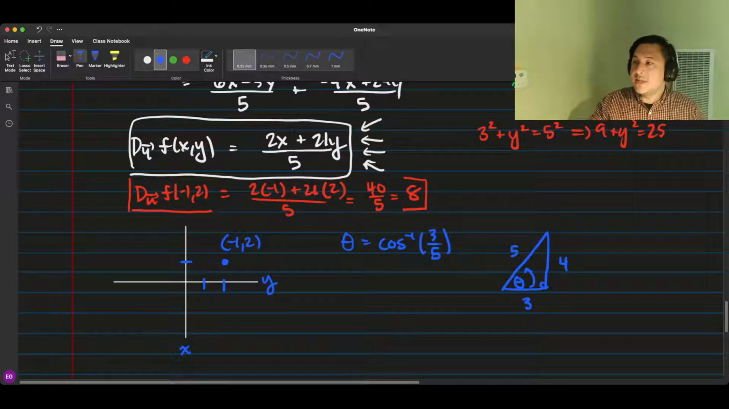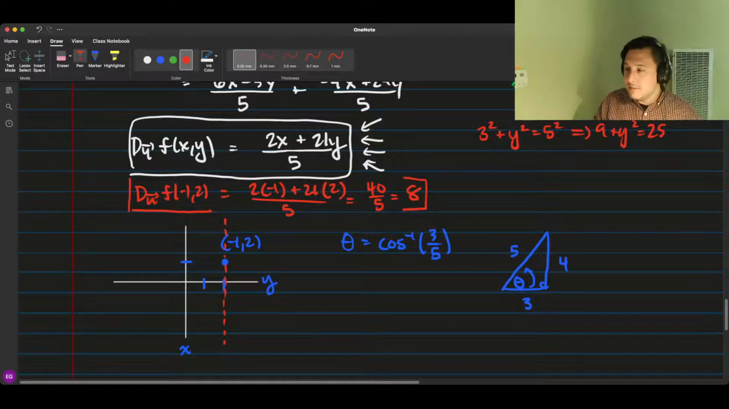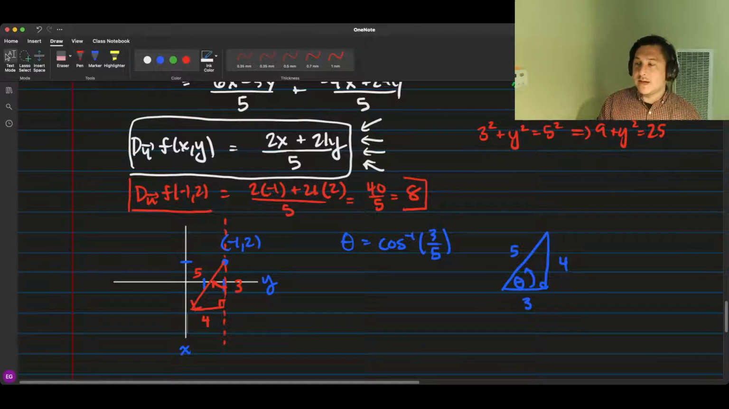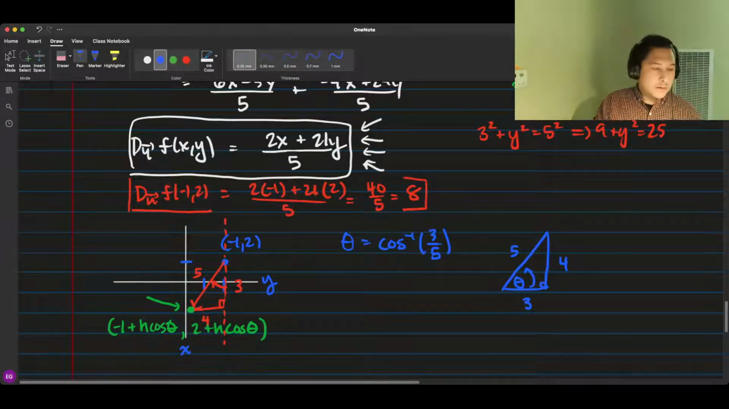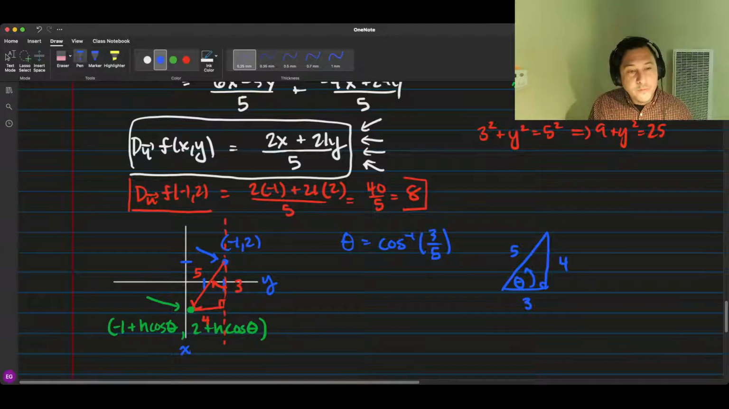So what that means is, through this point right here, I can draw something parallel to the x-axis. And how am I going to rotate away? I want to rotate away so that I end up with a triangle such that adjacent to that angle is length 3, opposite that angle is length 4, and the hypotenuse is length 5. It is in that direction that I'm going to get my second point right over here. This point is -1 plus h cosine theta, comma, 2 plus h sine theta. Sorry, it's with this green point and this blue point that I'm going to be forming my secant line.